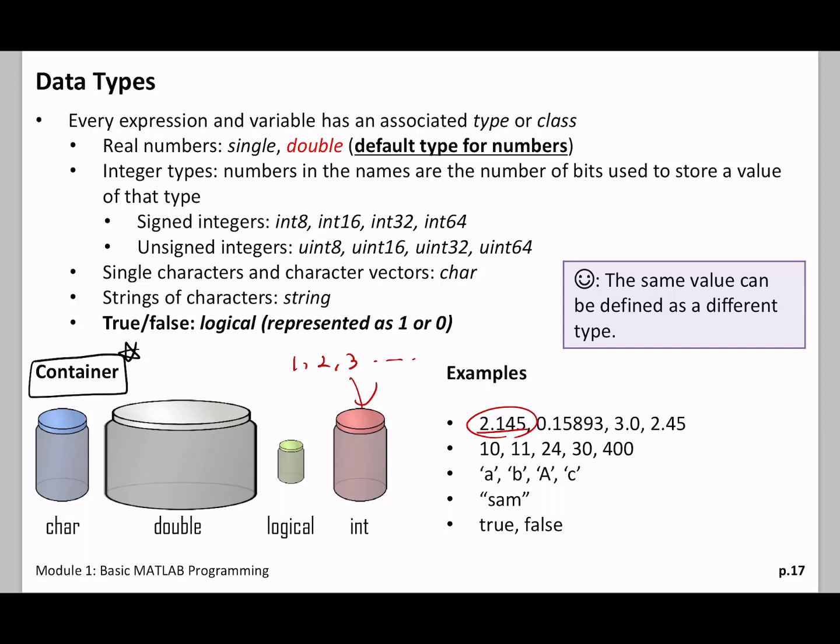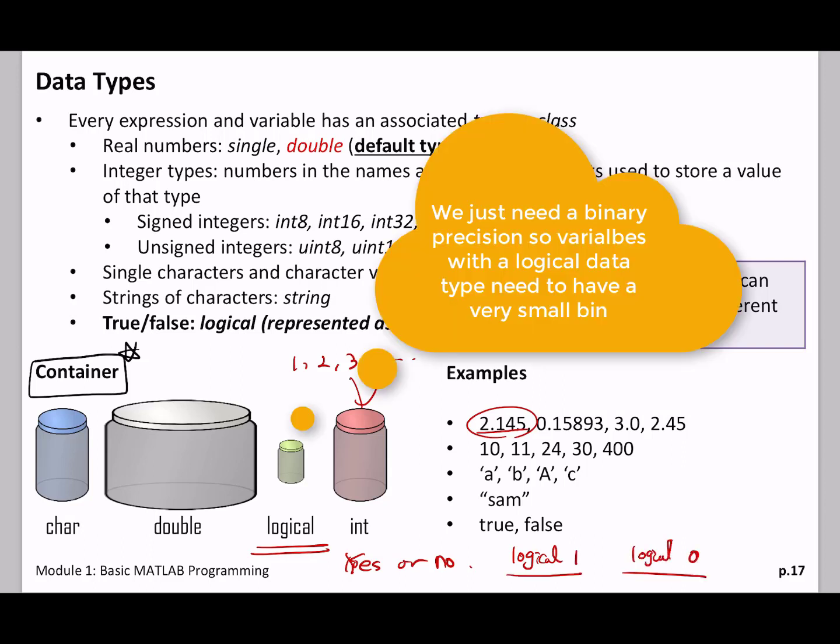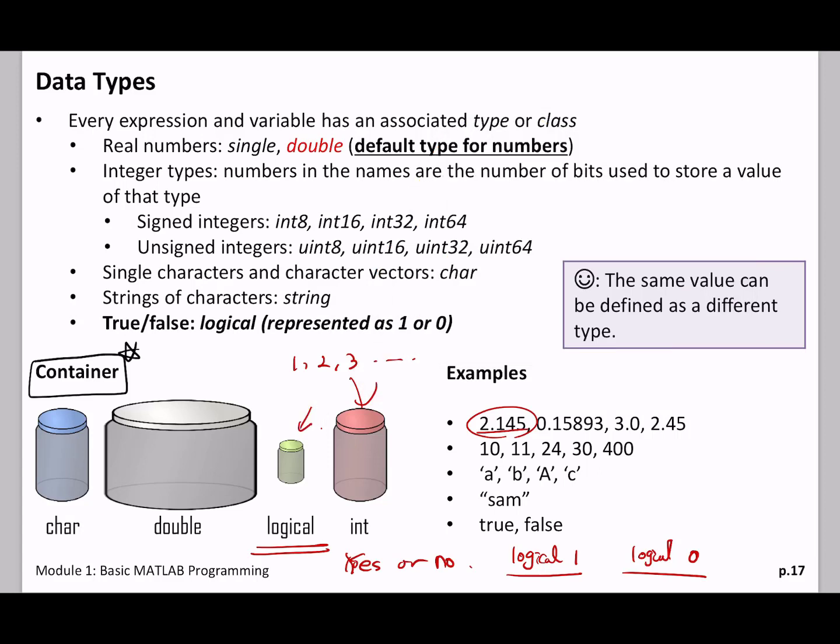Another type is logical. Logical only contains yes or no. So logical, yes or no. Then you can also represent it as logical 1 and logical 0. That's why in this case it takes a very small container. Another type is a character. A character is a single letter.